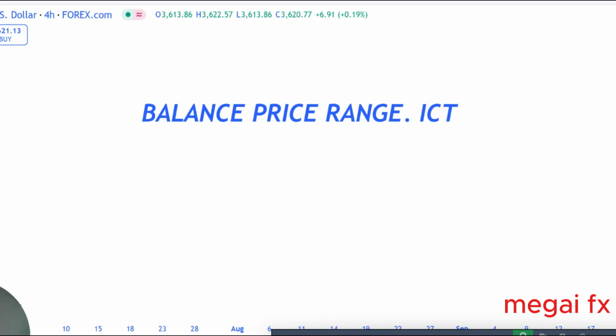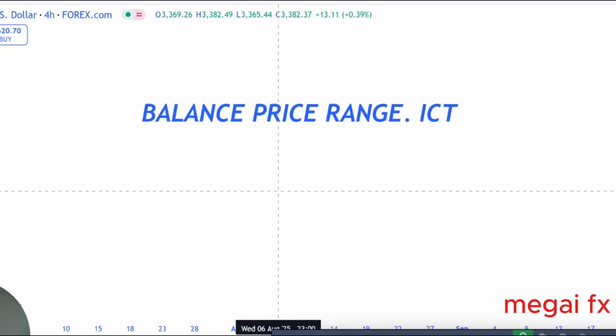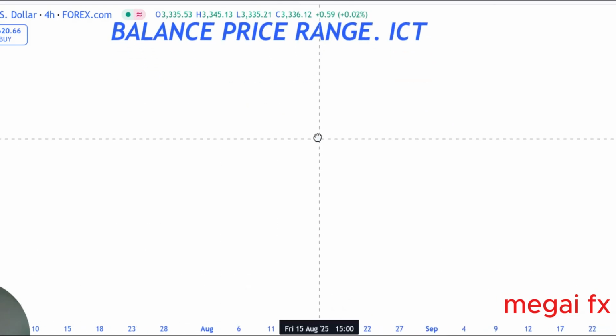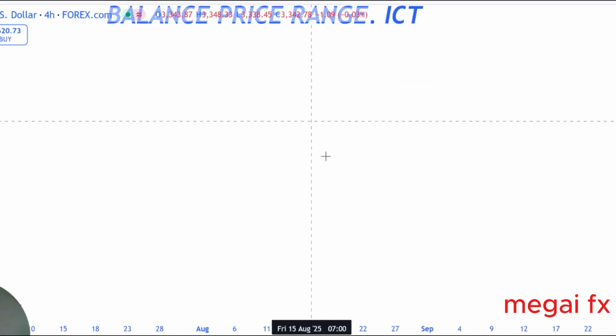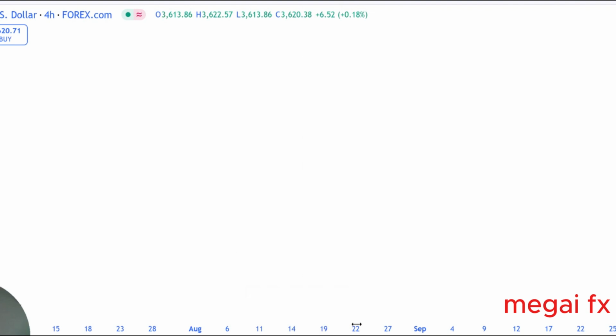I'll be showing you how you can use balance price range for trade entry. Balance price range, according to ICT, is one of the most powerful entry models you can add to your trading profile. Without wasting time, let me show you how balance price range works and how you can utilize it for trade entry.